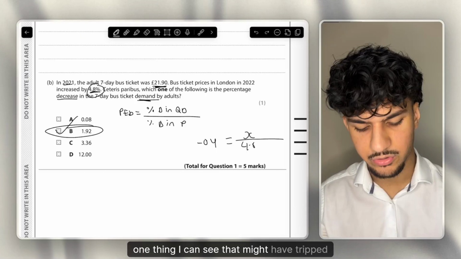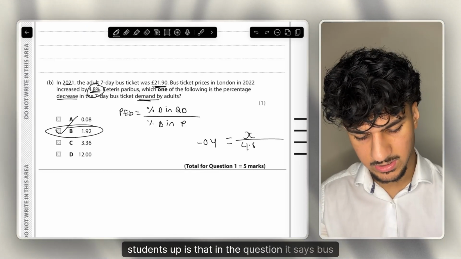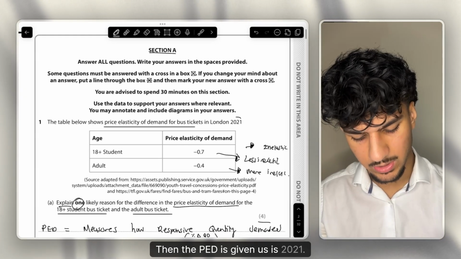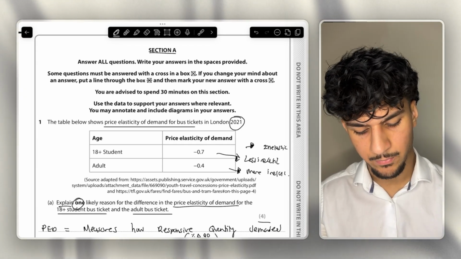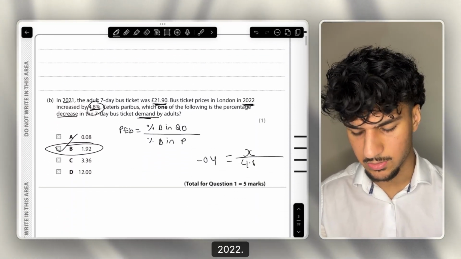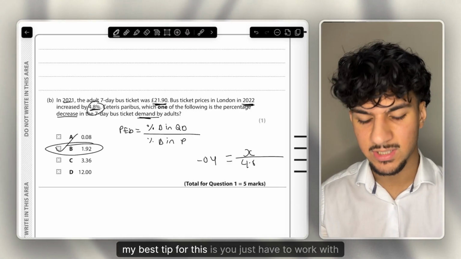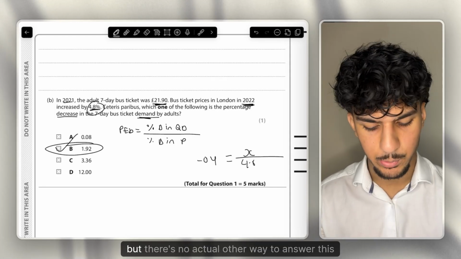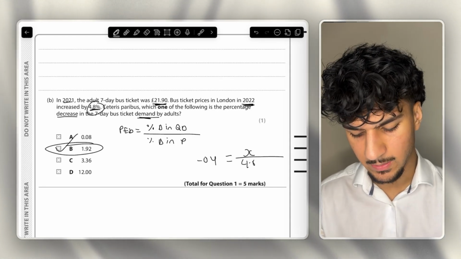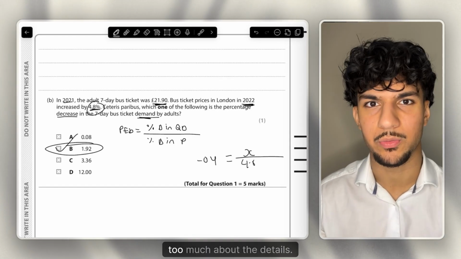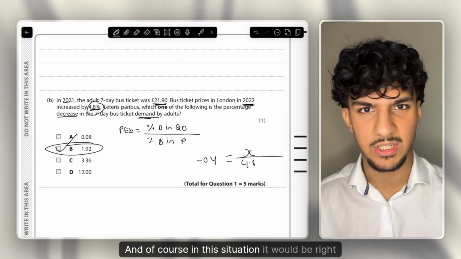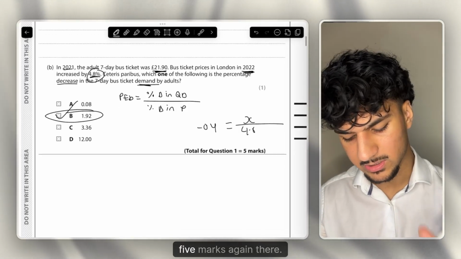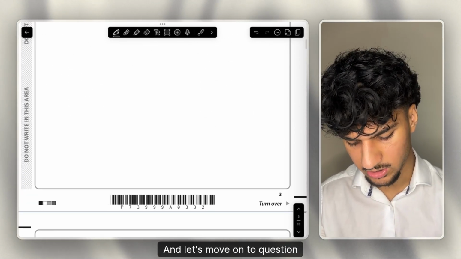One thing I can see that might have tripped students up is that in the question it says bus ticket prices in 2022, but then the PED it's given us is 2021. So the PED value is in 2021, whilst the quantity demanded change is in 2022. But my best tip for this is you just have to work with the data they've given you. So of course it doesn't make complete sense, but there's no actual other way to answer this question. So yeah, just plug in the data you have and don't worry too much about the details. And of course, in this situation, it would be right and it would be B. So yeah, that is question 1 done. 5 marks out of 5 marks again there. And let's move on to question 2.